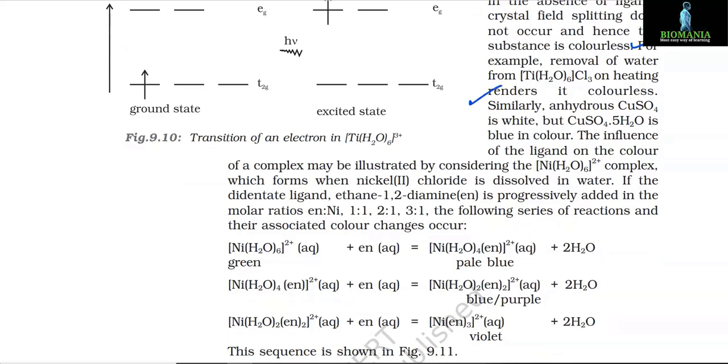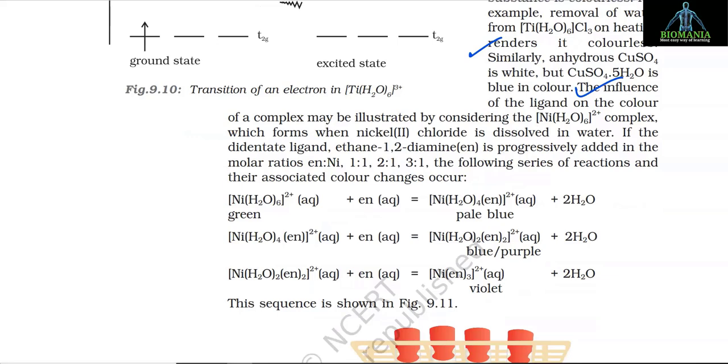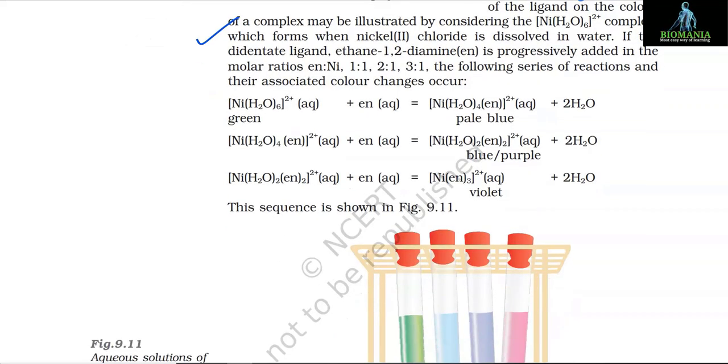Similarly, anhydrous CuSO4 is white but CuSO4·5H2O is blue in color. The influence of the ligand on the color of a complex may be illustrated by considering the [Ni(H2O)6]2+ complex, which forms when nickel chloride is dissolved in water. If the didentate ligand ethane-1,2-diamine is progressively added in the molar ratios, that is en to Ni, 1:1, 2:1 and 3:1, the following series of reactions and their associated color changes occur.